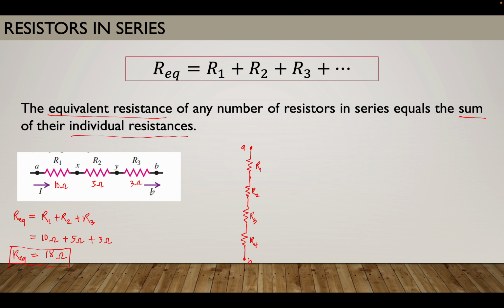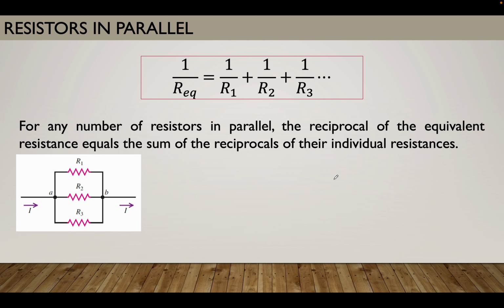And again, the unit for the resistance is ohm or ohms. The symbol is omega for the resistance. Okay, so now let's have the resistors in parallel.